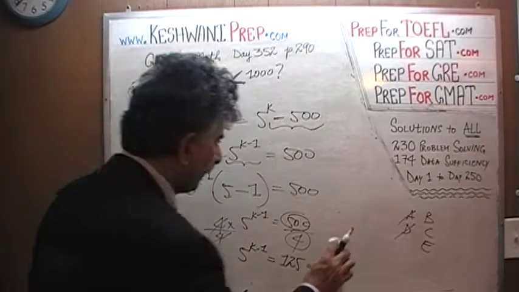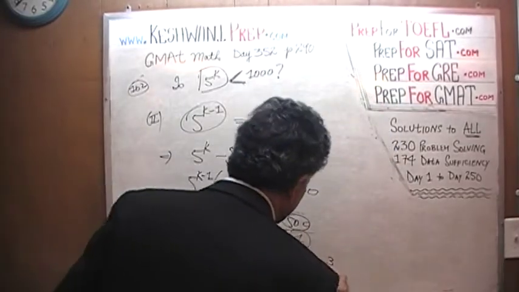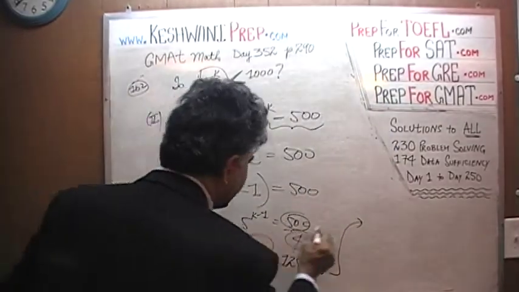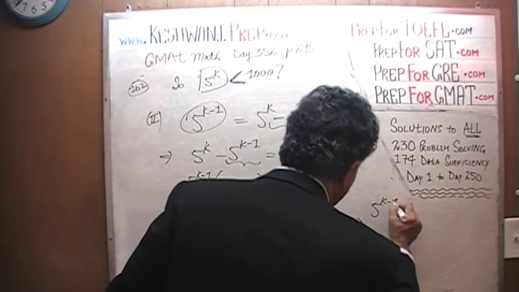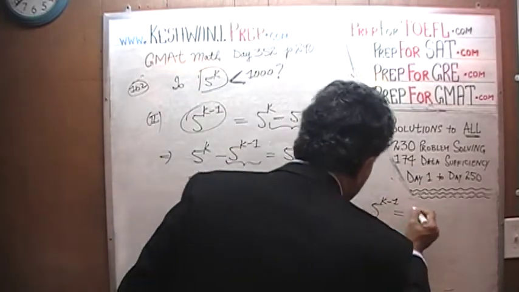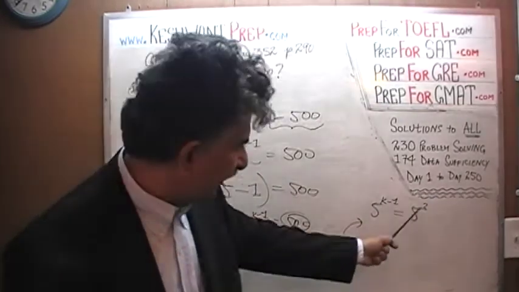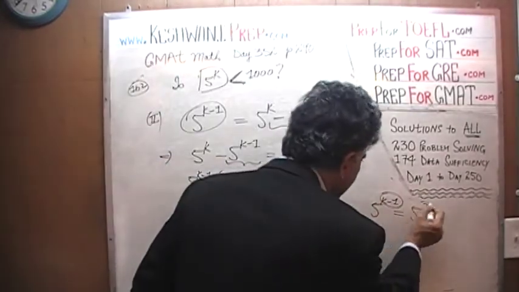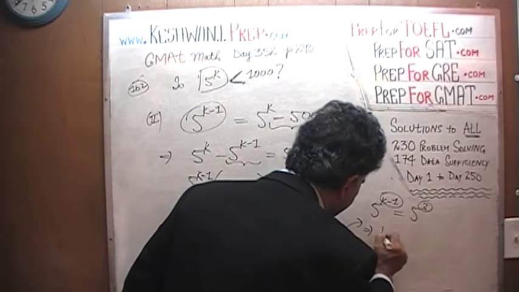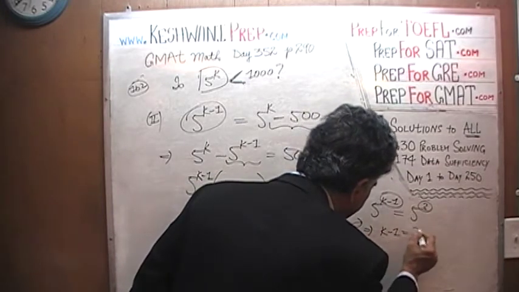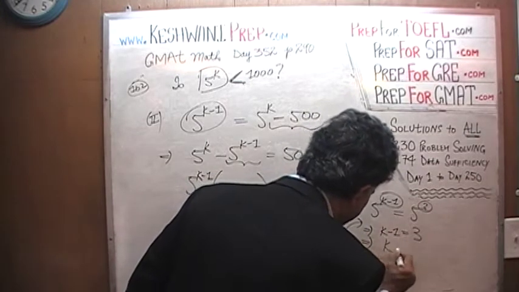Let's continue this bit over here. So this tells us that 5 raised to k minus 1 is equal to 5 raised to 3. Well, if 5 raised to k minus 1 is equal to 5 raised to 3, then k minus 1 must equal 3, which in turn implies that k equals 4.